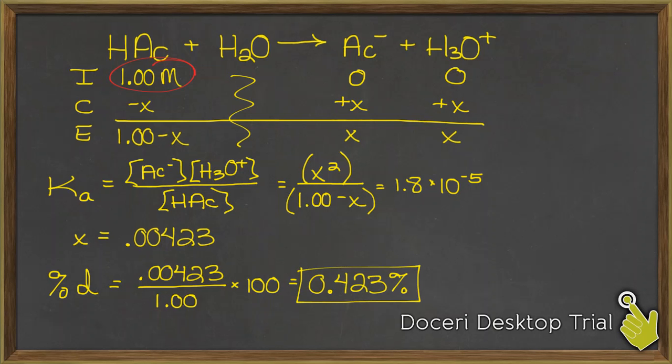Okay, and I want you guys to appreciate that number. Think about what we said. Strong acids, what is the percent dissociation? It's like 100%. And look how much smaller this is. When we say weak acids are weak, we mean it. Okay, this acid barely dissociates. It only dissociates 0.423%. That's not very much.